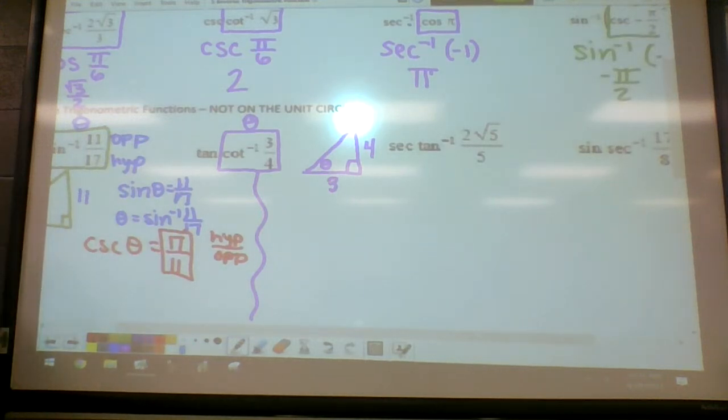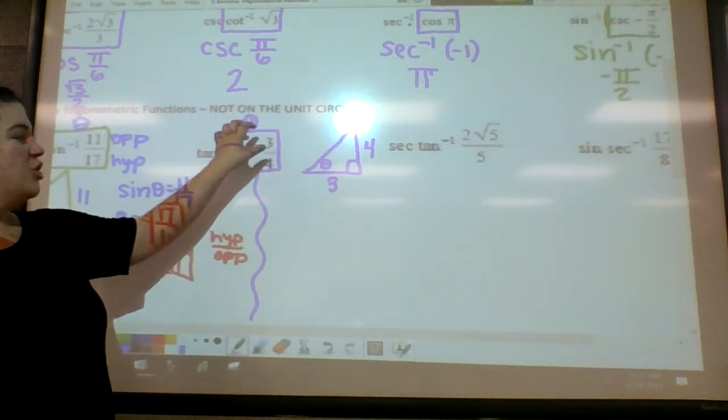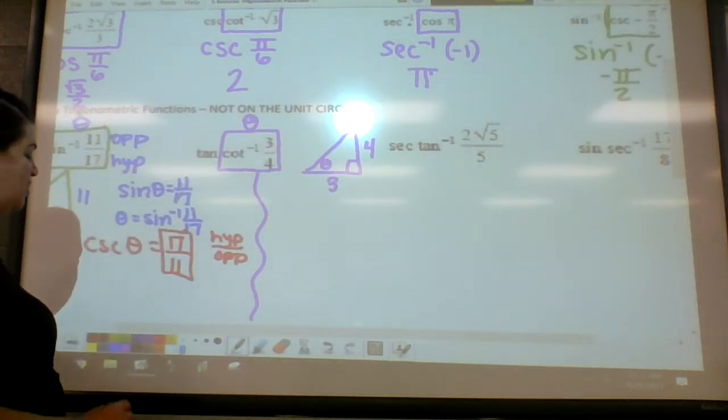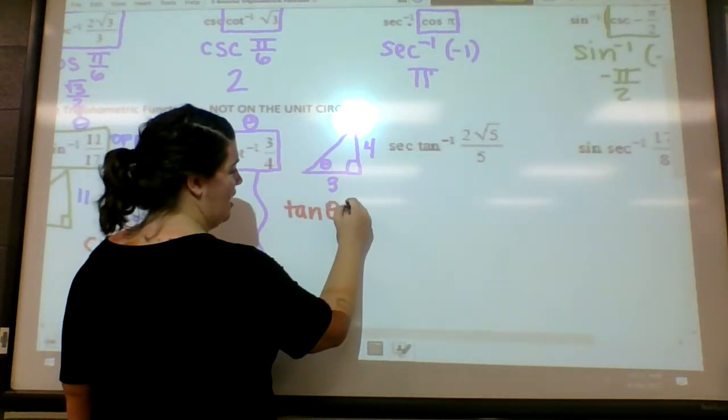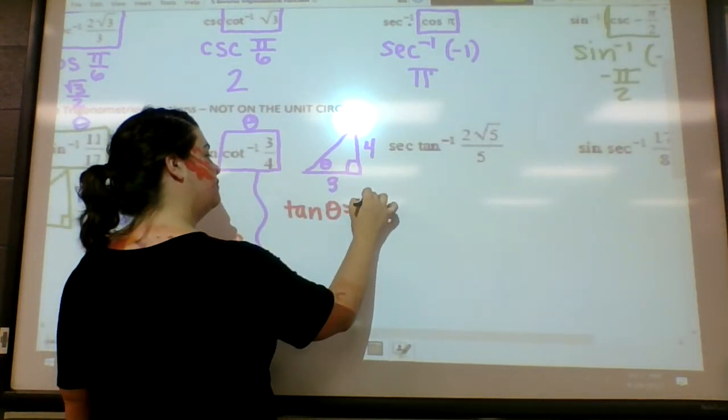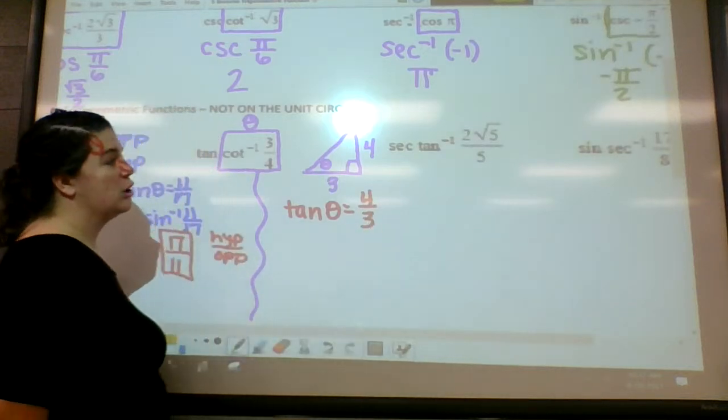Yes? And now it's saying, okay, now that you have that all set up, that's your angle you're referring to. We want the tangent of that angle. So what is the tangent of theta? 4/3.